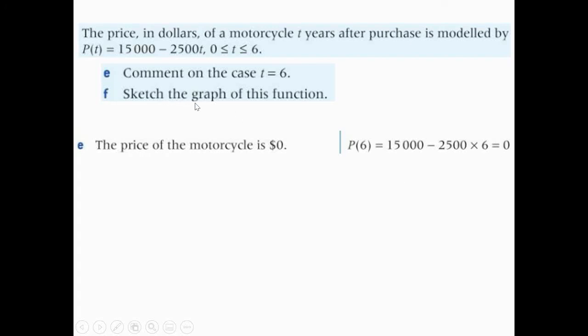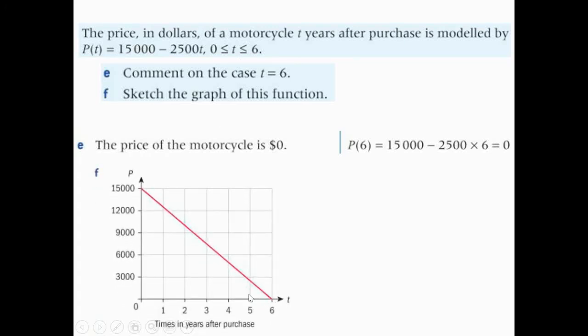Anyway, now sketching the graph. Well, we have the domain 0 to 6. We have a linear function. You can use your calculator to graph this, and we did this in a previous lesson, but you have your domain, so you're only going to graph from 0 to 6, and you already found out what the price is at 0, and that was 15,000, the starting price. And we found out the price at 6 is 0, so you have these coordinates. You know that an x value of 0 produces a price of 15,000, an x value of 6 produces a price of 0, so it should be easy to graph. Let's see if you can come up with that.